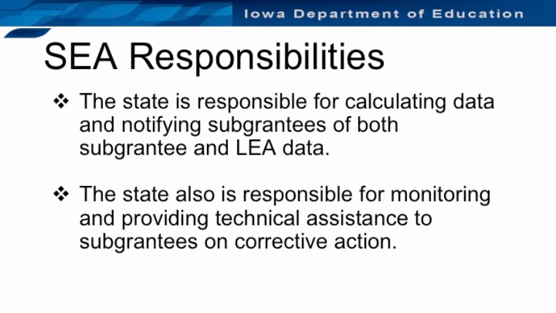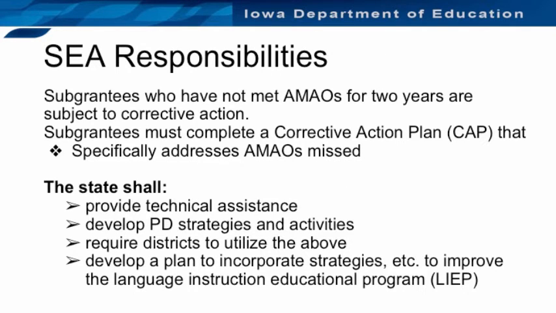What are the responsibilities of the state as it relates to AMAOs? The state is responsible for calculating data and notifying subgrantees of both subgrantee and LEA data around AMAOs. The state is also responsible for monitoring and providing technical assistance to subgrantees on corrective action should they not meet AMAOs. Another state responsibility is to assist subgrantees who have not met AMAOs for 2 years around their corrective action plan.